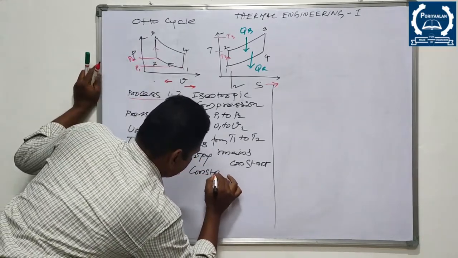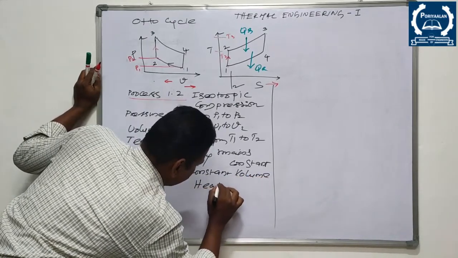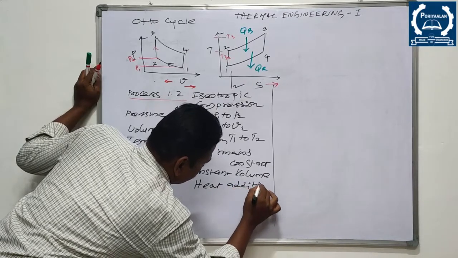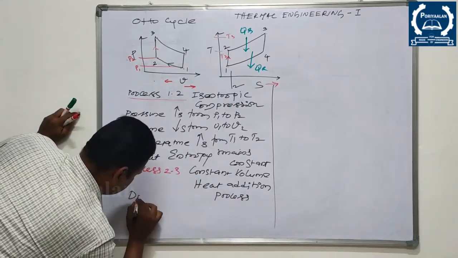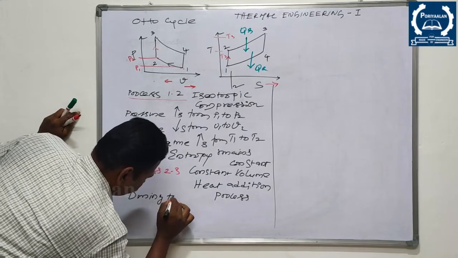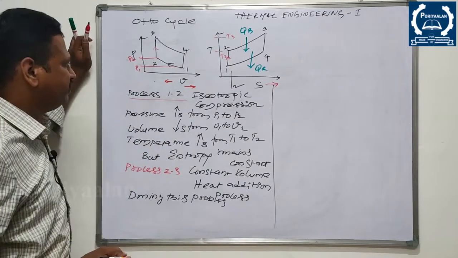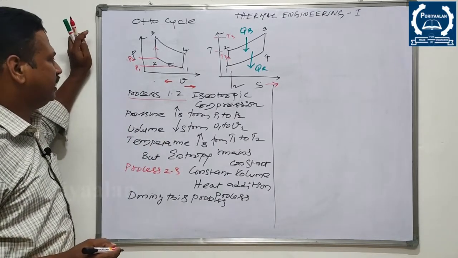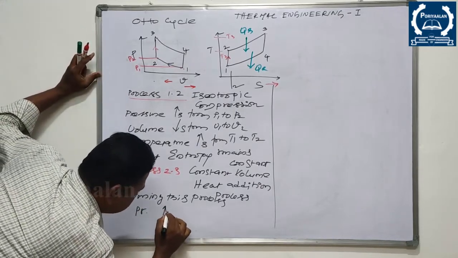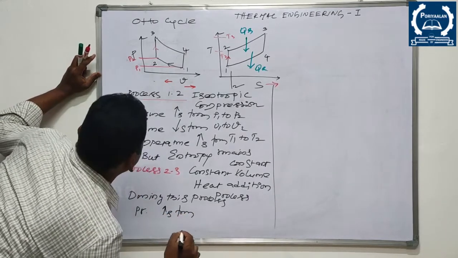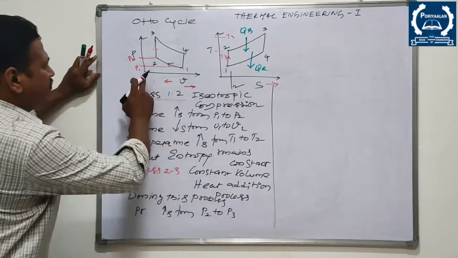Constant volume heat addition process. During this process, what happened to all the parameters we have discussed already, PV and TS, right? 2 to 3, pressure increases from P2 to P3. Here volume remains constant.